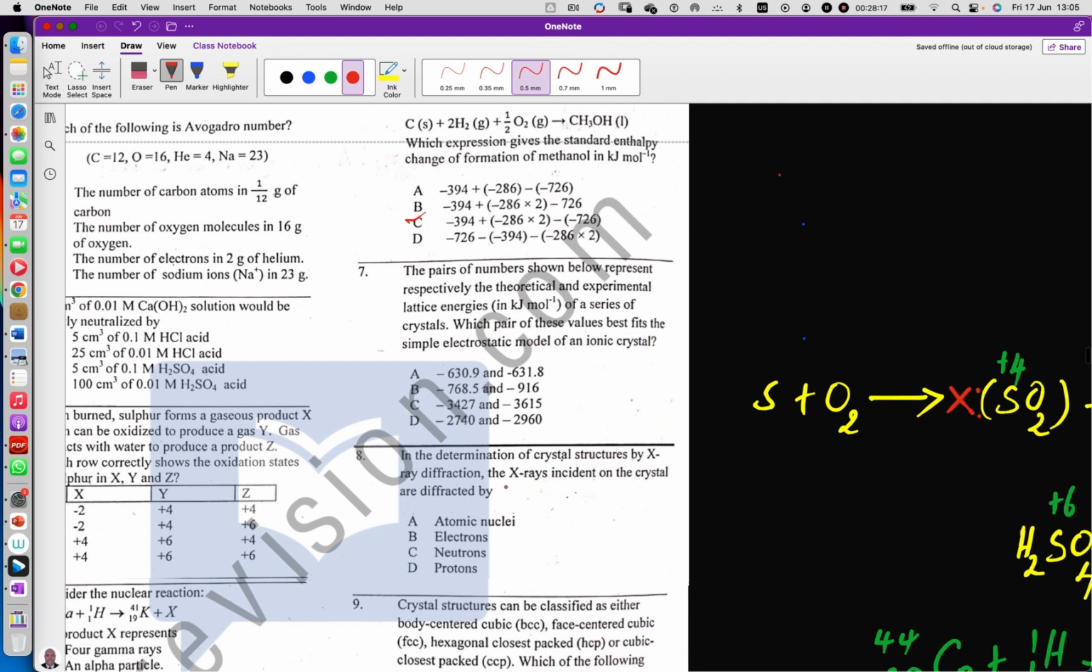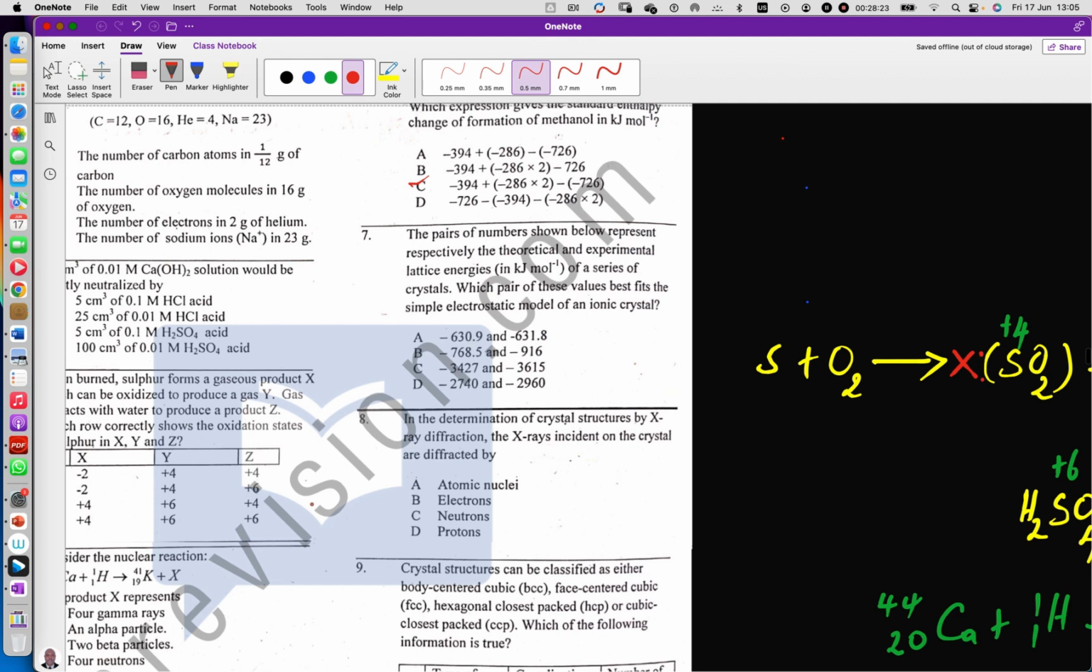Which pair of these values best fits the simple electrostatic model of an ionic crystal? These are the pairs. The ones that are close together will be the one which best fits the simple electrostatic model of an ionic crystal.